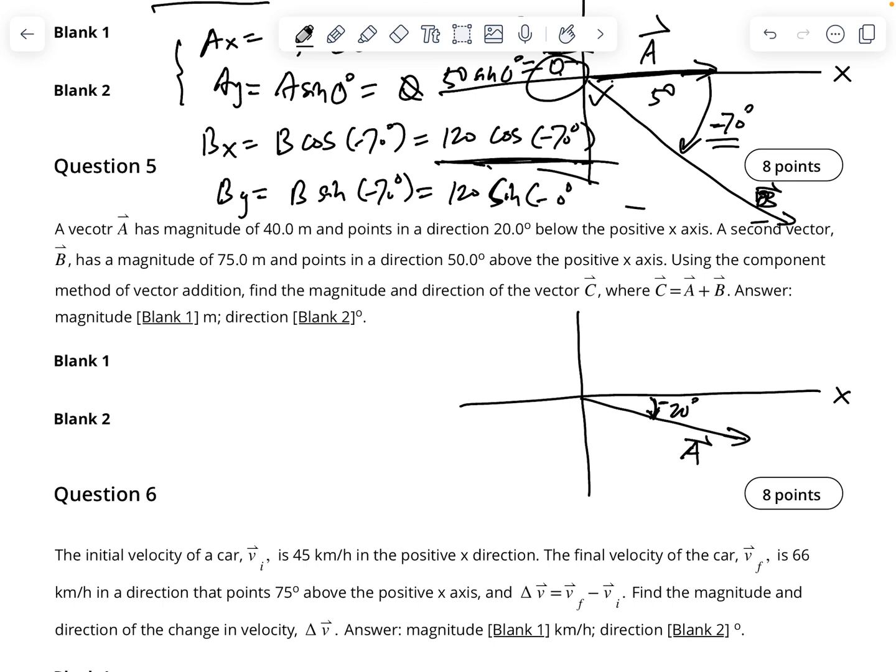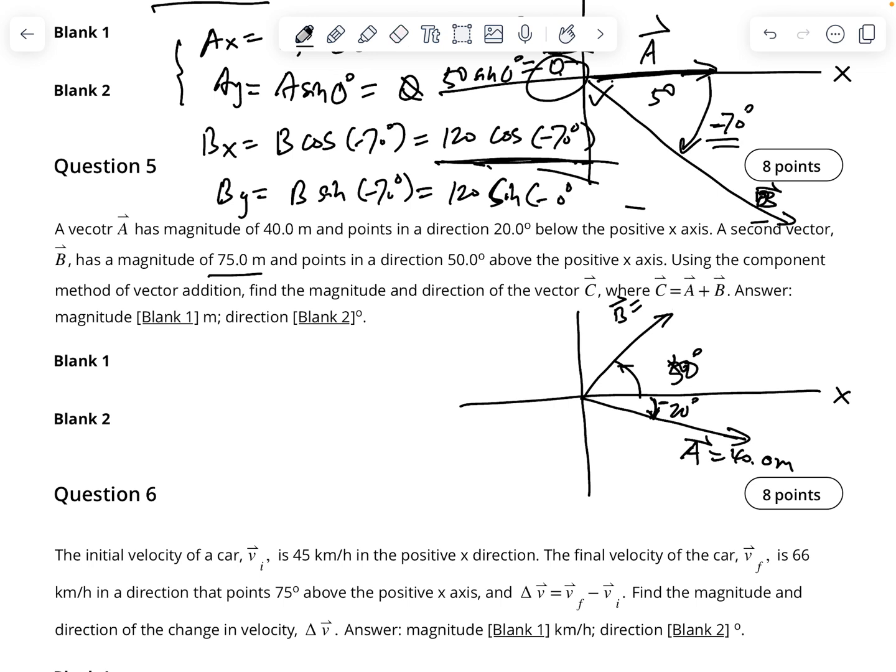Second vector, B, has a magnitude of 75 meters, and points in the direction 50 degrees above. Okay, so B is bigger, B is 75 meters, and this is 50 degrees. All right. Using the components method of vector addition, find the components and direction of C. C equal to A plus B, right?